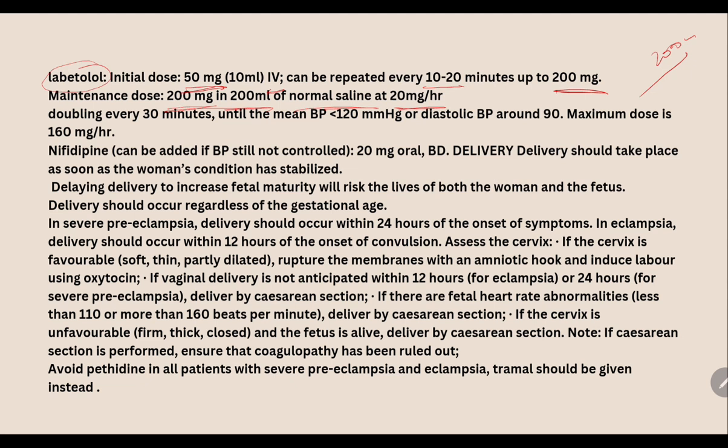Okay. In severe preeclampsia, delivery should occur within 24 hours of onset of symptoms. In case of eclampsia, they are saying 12 hours. In case of severe preeclampsia, it should be 24 hours of symptoms. In eclampsia, delivery should be within 12 hours of convulsion.